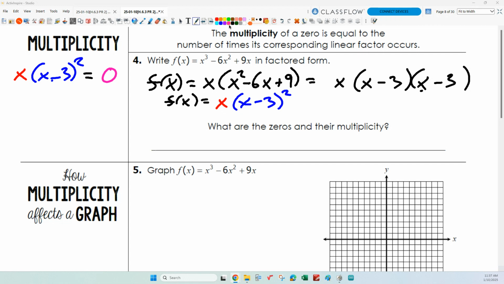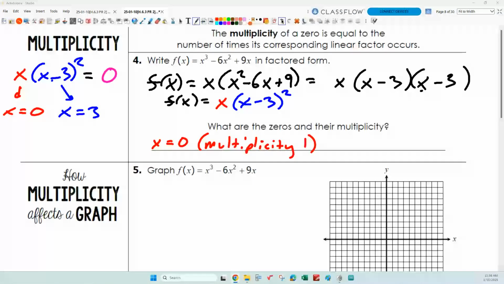What's the zero of the red factor? What's the value of x that makes it 0? 0. Okay. What's the value of x that makes the blue factor 0? 3. Okay, so those are my zeros. x equals 0. We would say that that one has multiplicity 1 because the power of x is 1. It only shows up once.